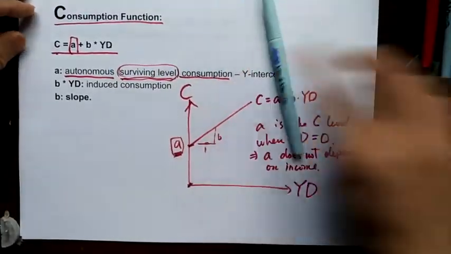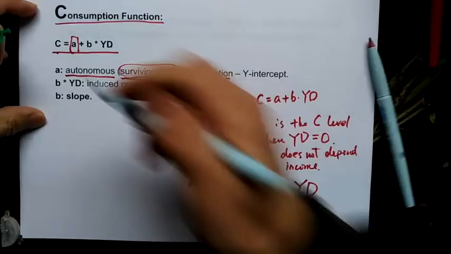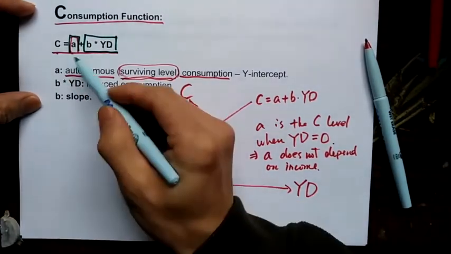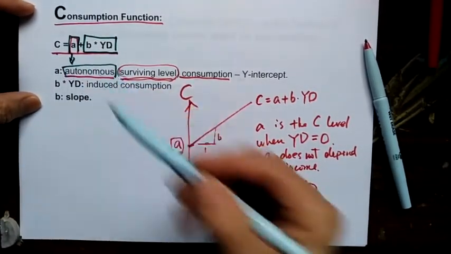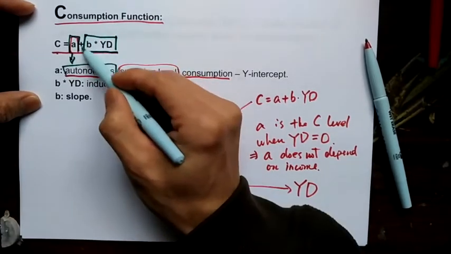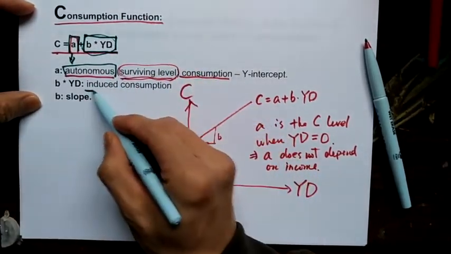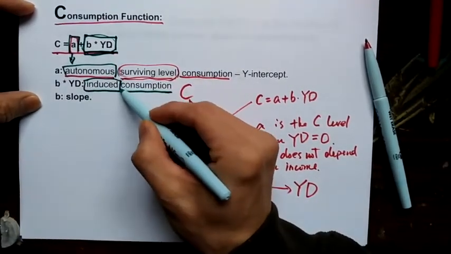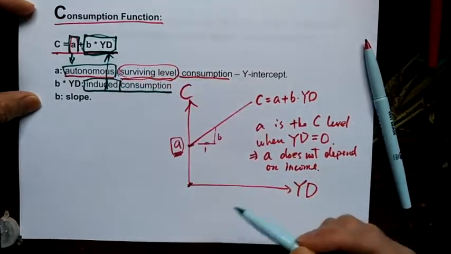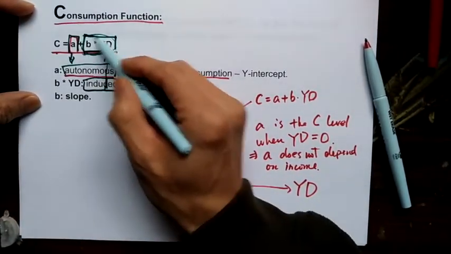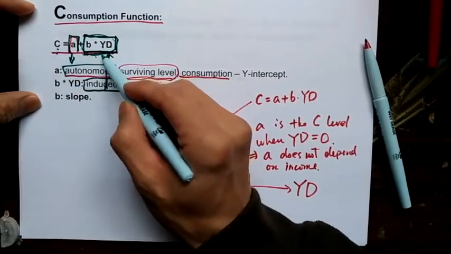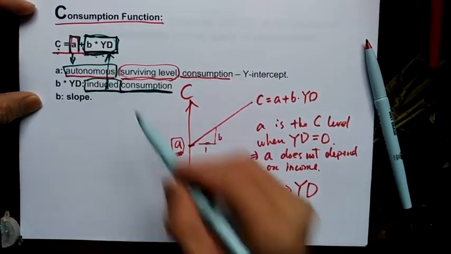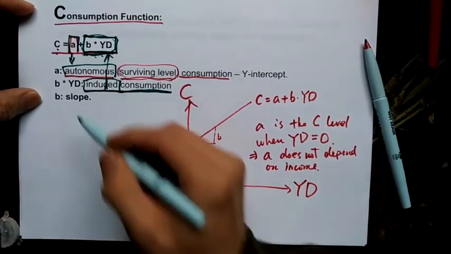Okay, consumption is equal to A plus B times YD. A is called autonomous consumption. The rest, B times YD, is called induced consumption. Why? Because this part of consumption is induced by disposable income. So this part of the consumption is the part that depends on income, which we call induced consumption. Induced by income. And what is B again?